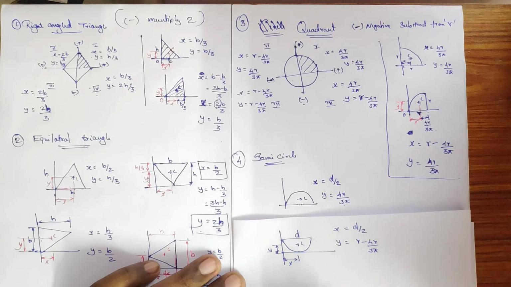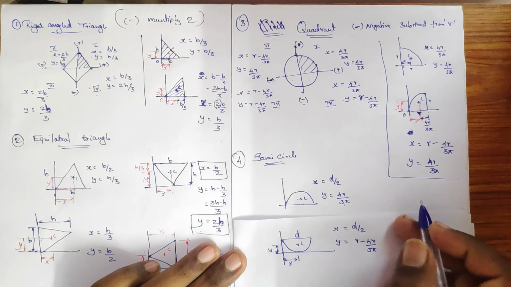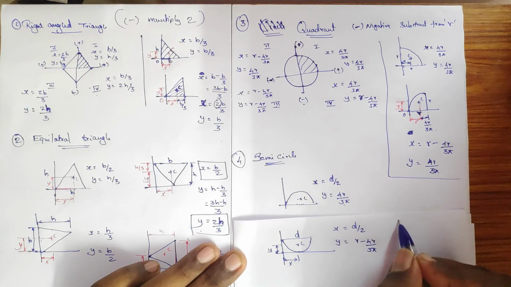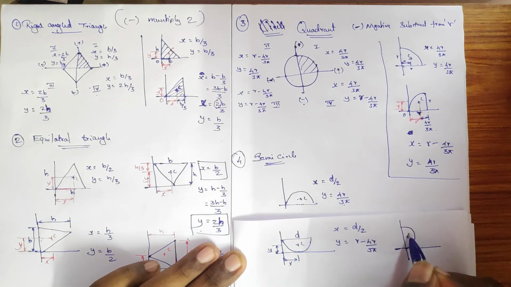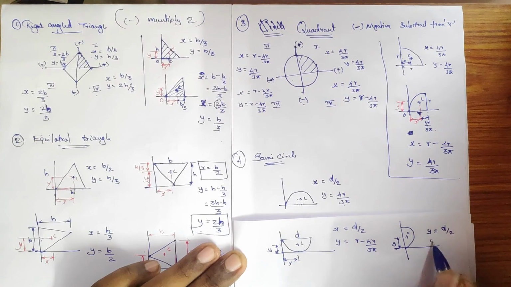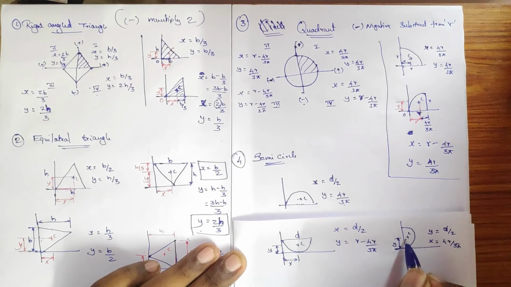Okay, similarly this position also can be possible, something like this, centroid c. So when you are coming across the y axis, the full diameter is there, so from this point the y distance can be calculated by d by 2, and for the x it is 4r divided by 3 pi, since there is only the radius in the x direction. Okay, fine.